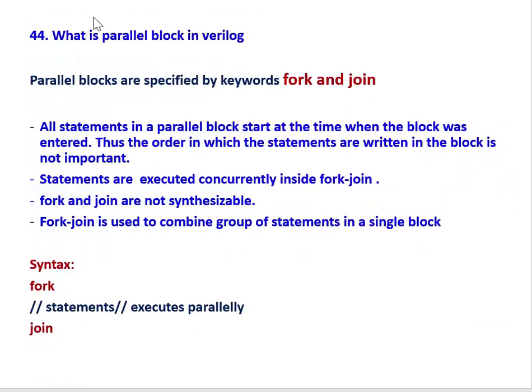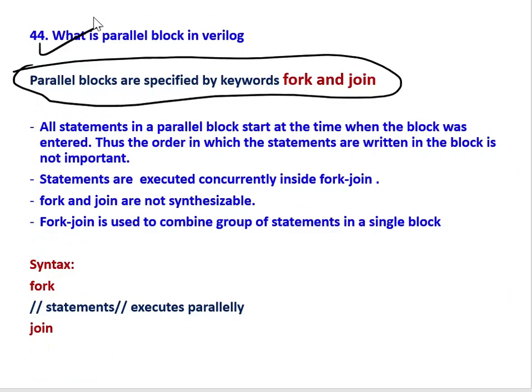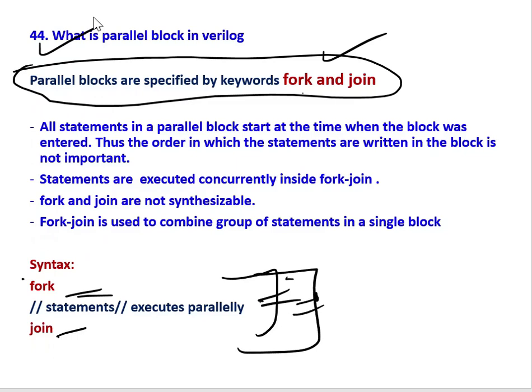The next one is what is a parallel block in Verilog. Parallel blocks are specified by the keywords fork and join. If you find fork and join in Verilog code, then that block is called a parallel block. Okay, and this is the syntax: fork, then statements, then join. Whatever statements we write in this block, it is called a parallel block. These are a few points related to parallel blocks. Please go through this one.